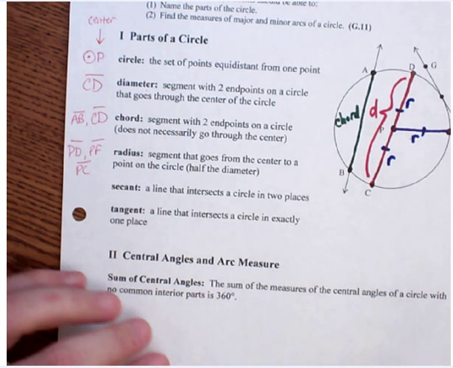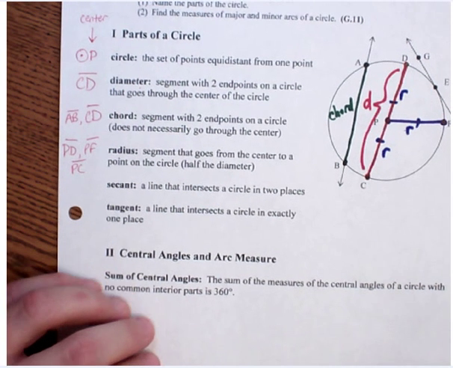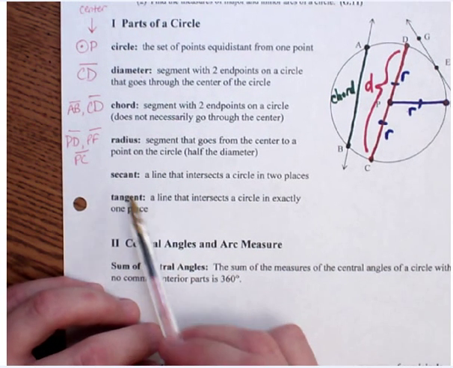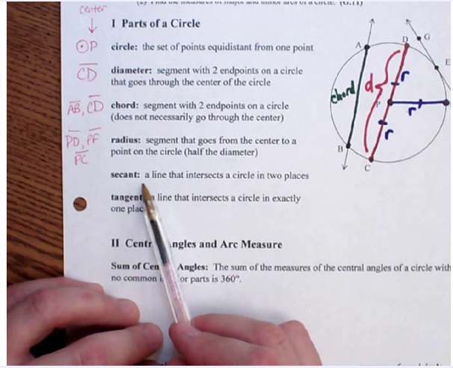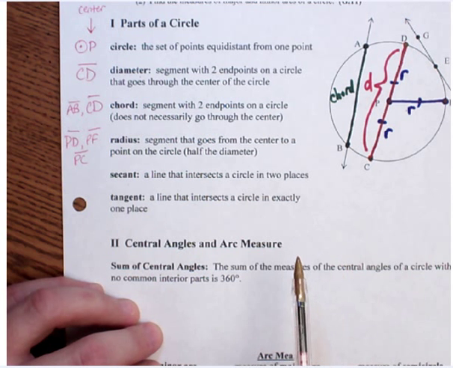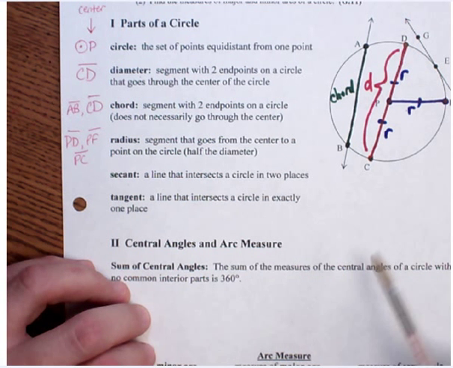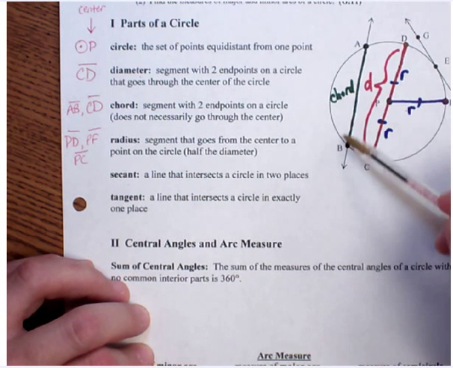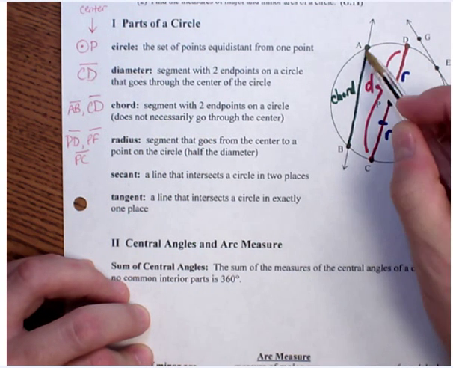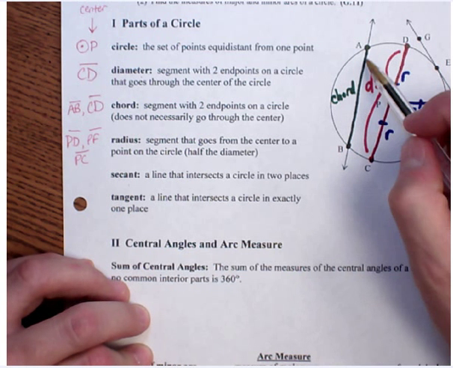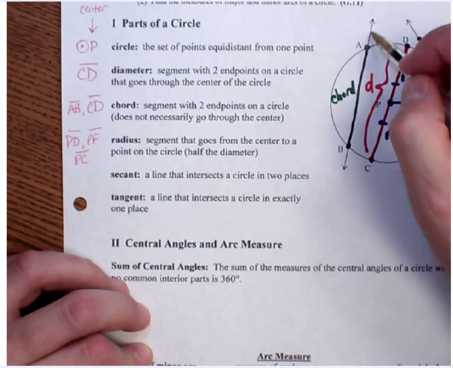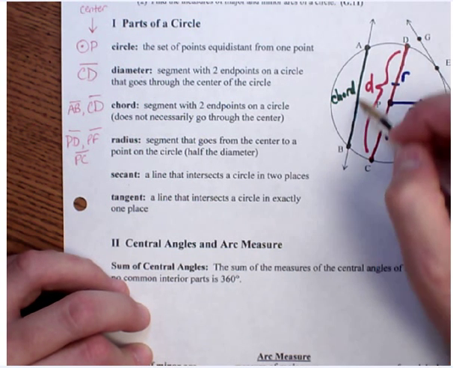Now there are two more types of segments. These are actually lines here, and these are ones that you may not be familiar with. The first one is called a secant. A secant is a line that intersects a circle in two places. Well, you have a line here. We have line AB. Now notice that if you only connect A to B, what you have is a chord. So if you're only talking about the segment, that's the chord. But if you talk about the line itself, that is what we call a secant.